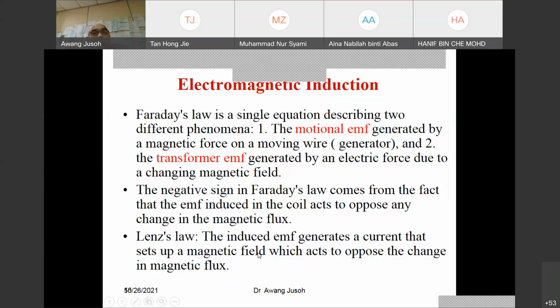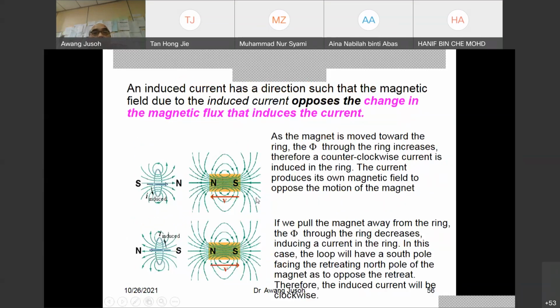Okay, I'll give you the picture here to represent Lenz's law. In the first picture, this is a bar magnet and this is a coil. Previously, there is no voltage here. Voltage is zero. Nothing. Just a coil only, and the magnet.